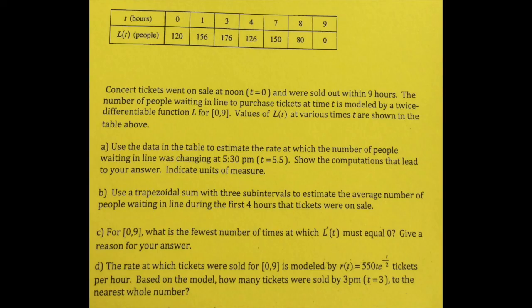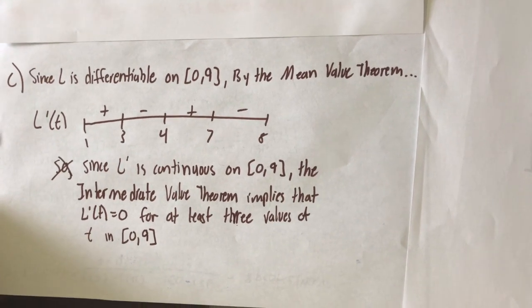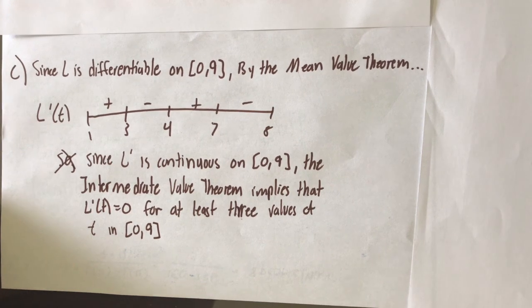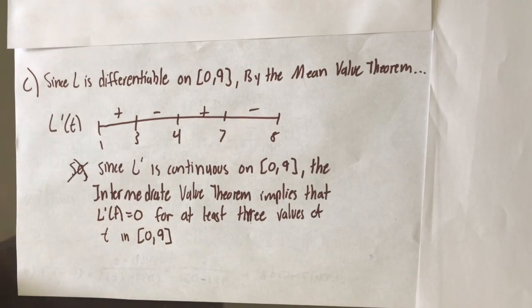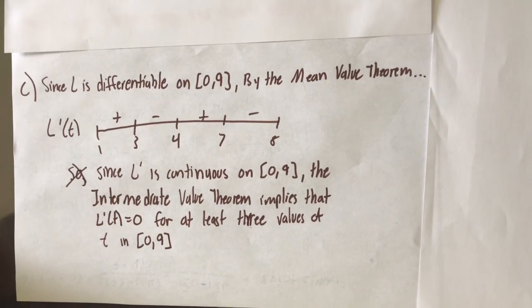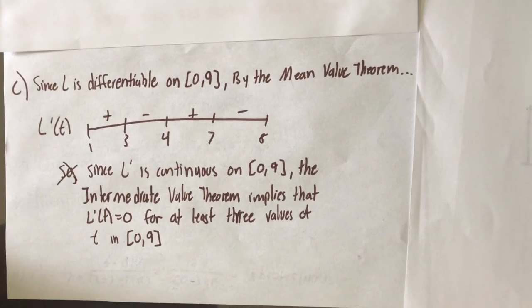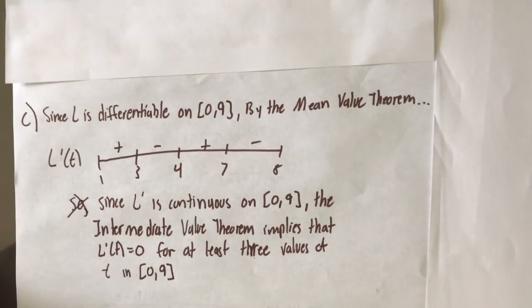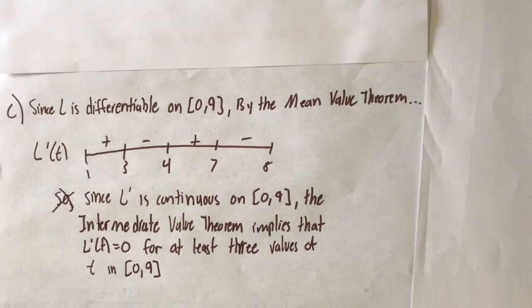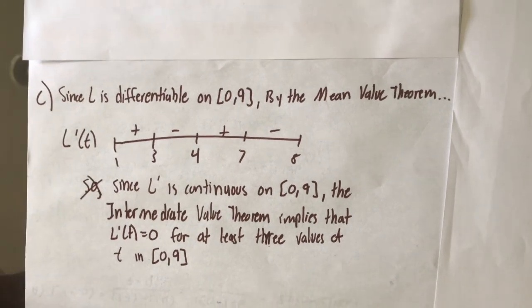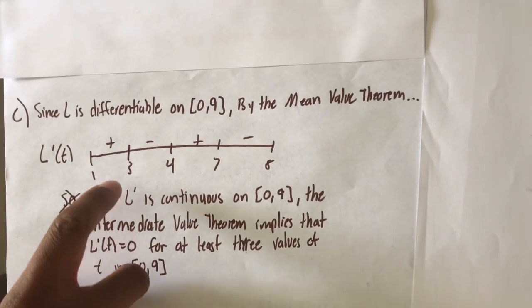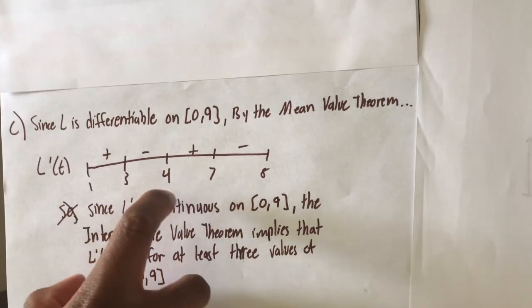For 0 to 9, what is the fewest number of times at which L prime of t must equal 0? Give a reason for your answer. Since L is differentiable on the closed interval 0 to 9, by the mean value theorem, on these different intervals L prime of t is positive or negative. So it implies that, for example, on the interval 1 to 3, L prime of t will be positive. And since L is continuous on the interval 0 to 9, the intermediate value theorem implies that L prime of t will equal 0 for at least 3 values of t on 0 to 9, which are shown by somewhere around 3, 4, and 7.